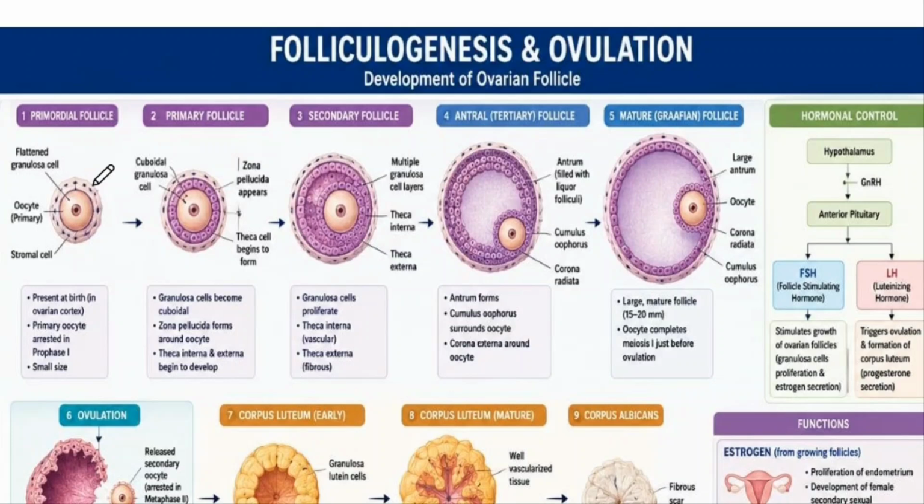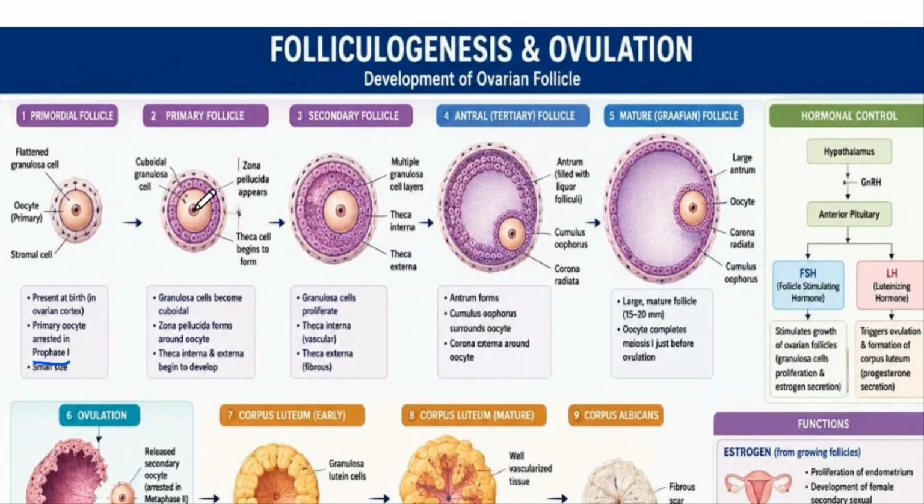The primary oocyte contains 46 chromosomes, which means 2n, and is arrested in prophase 1 of meiosis from fetal life until puberty. This means the oocyte remains inactive for many years. It is stimulated by hormones.